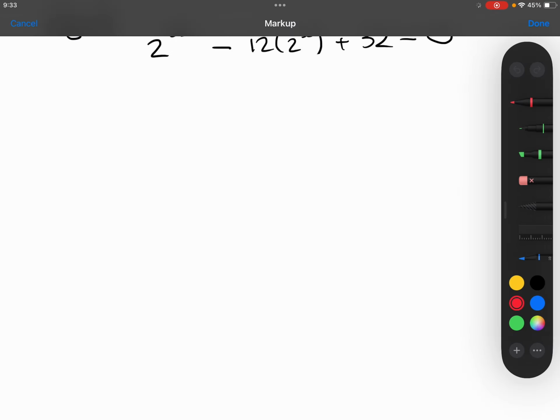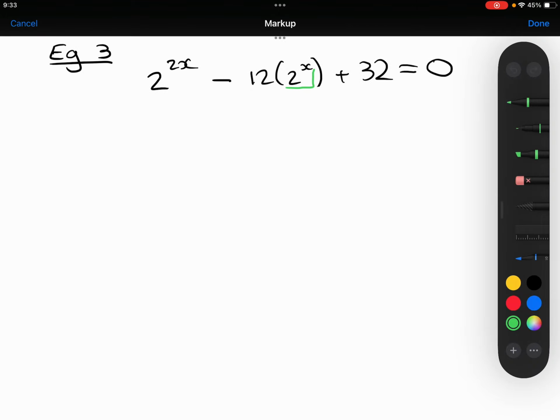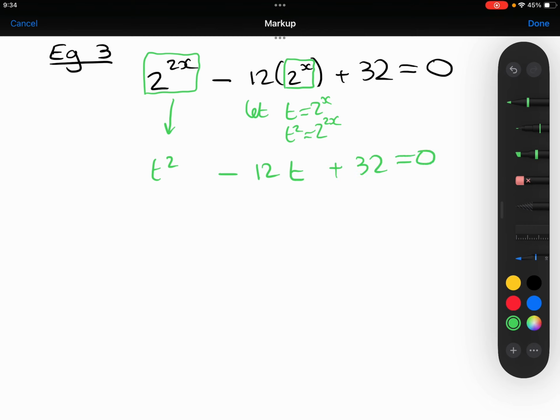Third example. Again, I notice that if I were to square 2 to the power x, I do get 2 to the power 2x, like I explained earlier in the video. So I'm going to say let t be 2 to the power x so that t squared becomes 2 to the power 2x. So this is my t squared. I've then got minus 12 lots of the t plus 32 is equal to 0. Factorise.